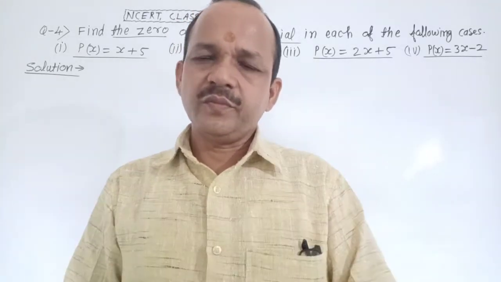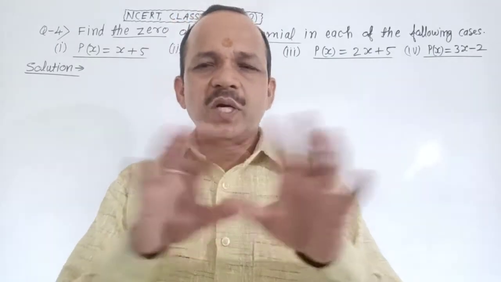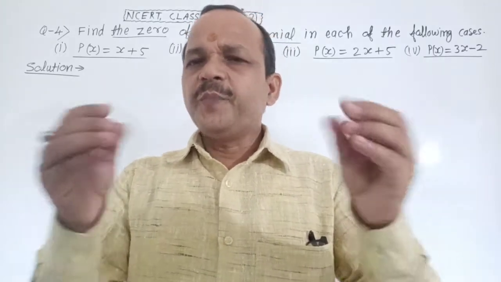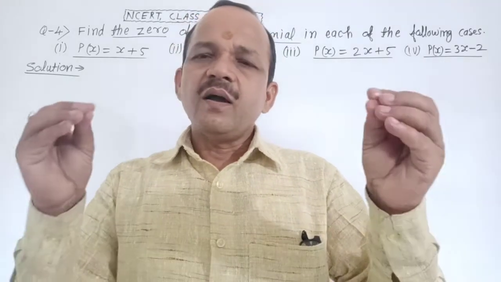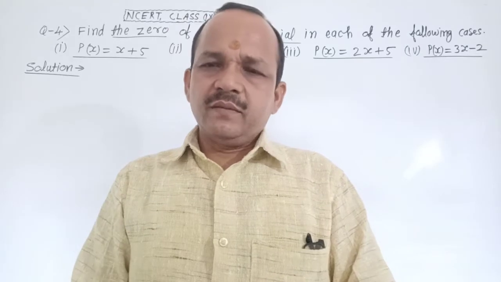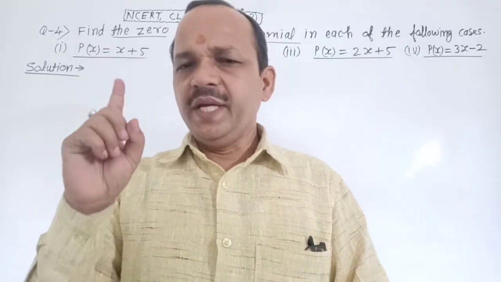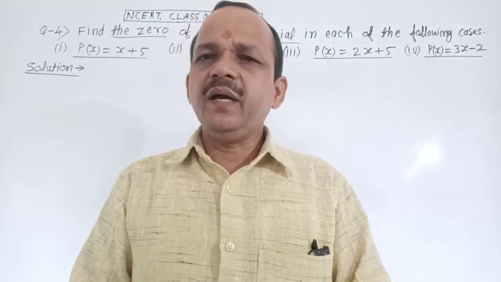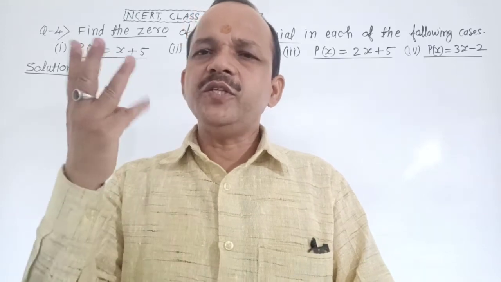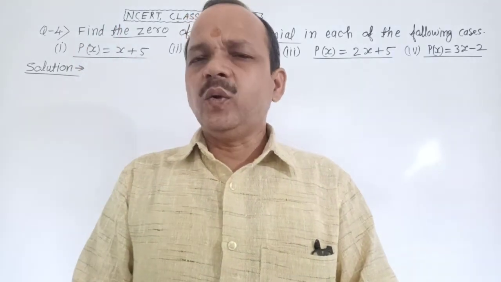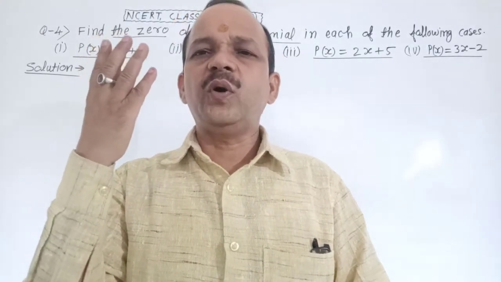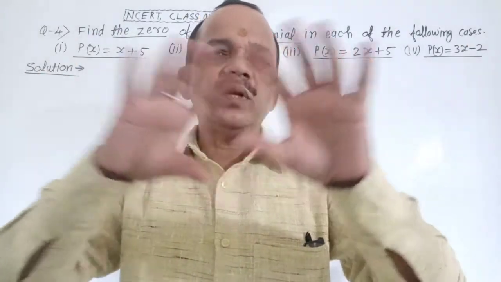Zeros means the value of the polynomial. My words are clear, no confusion about it. Zeros of a polynomial means the value of the given polynomial. It is clear. A linear polynomial has one zero, meaning one answer. A quadratic polynomial has two zeros, meaning two answers. A cubic polynomial has 3, meaning 3 answers. A biquadratic polynomial has 4 or more than 4 zeros, meaning 4 or more than 4 answers. It is clear, no confusion about it.